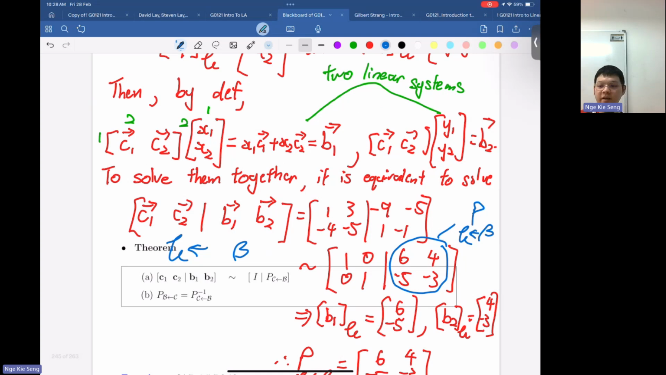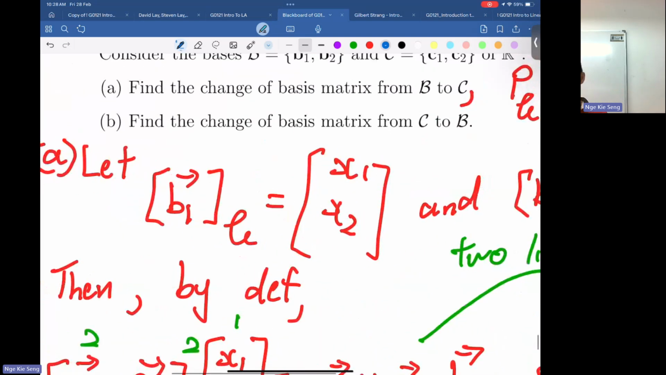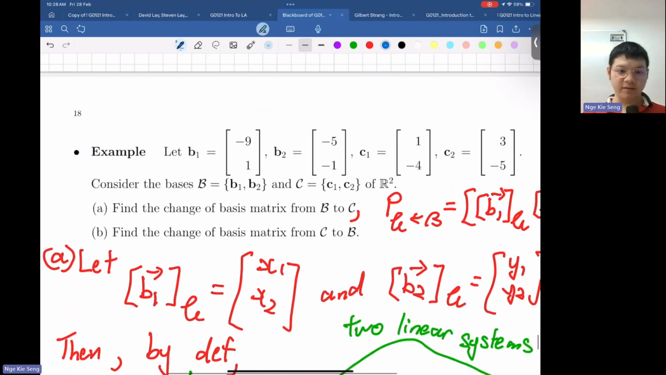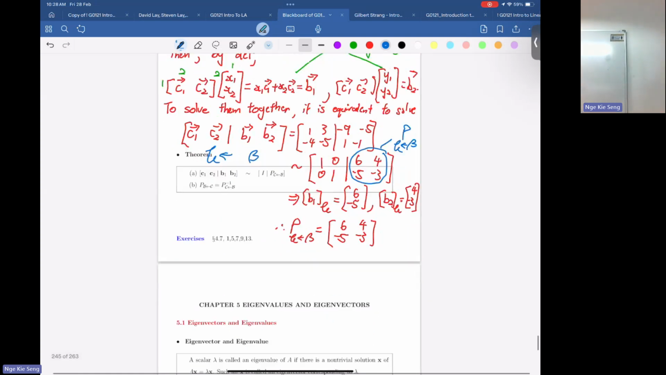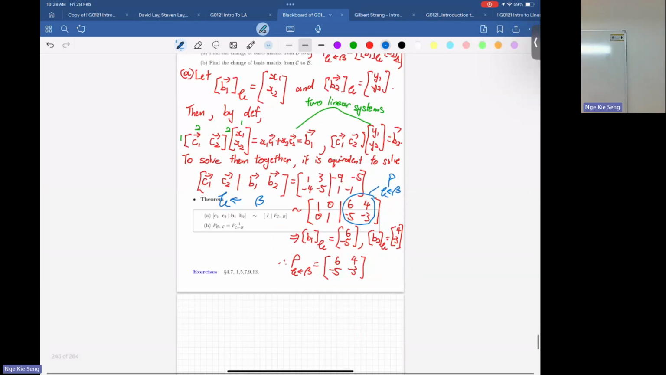If no question, I give you 3 minutes to work out part B, from C to B. Let's use the exact same way to compute C to B. See if you get the right answer. Maybe I do it together with you because I also don't have the answer. Let's compute C to B.